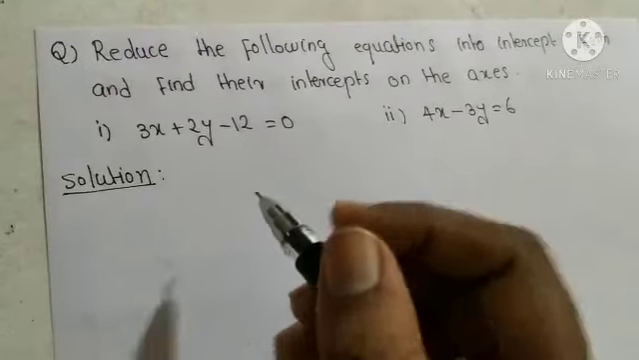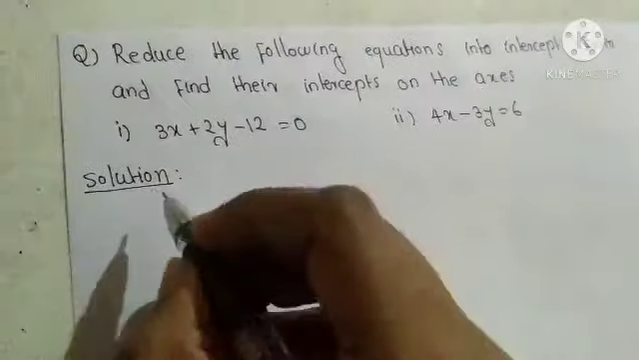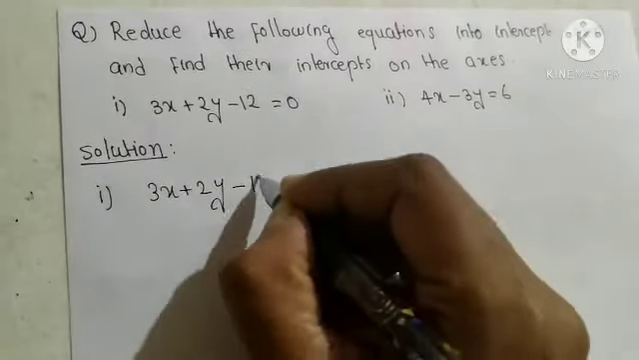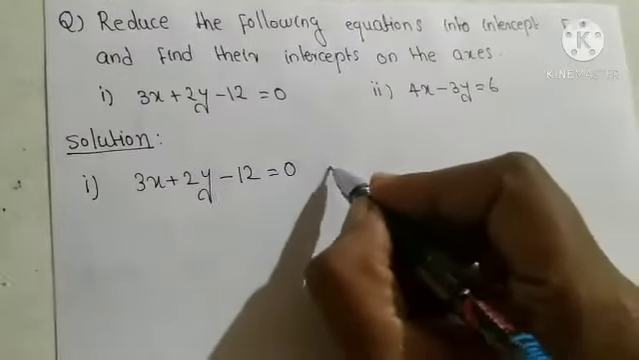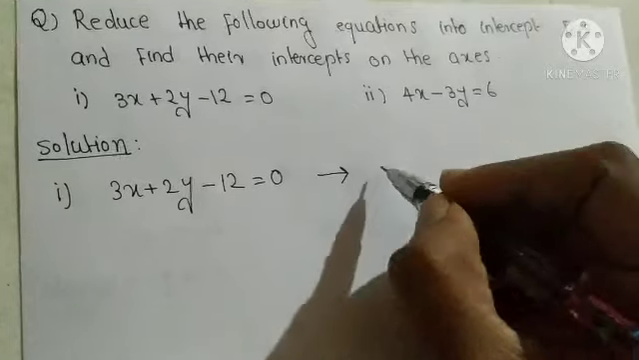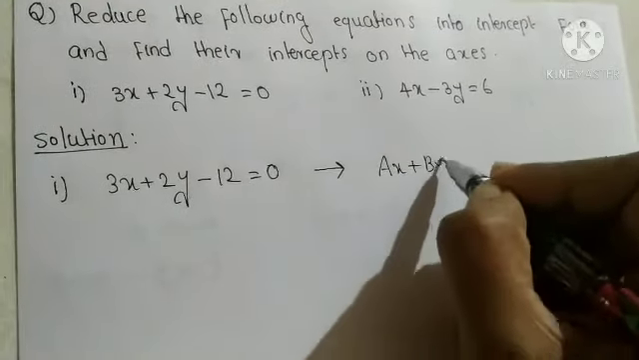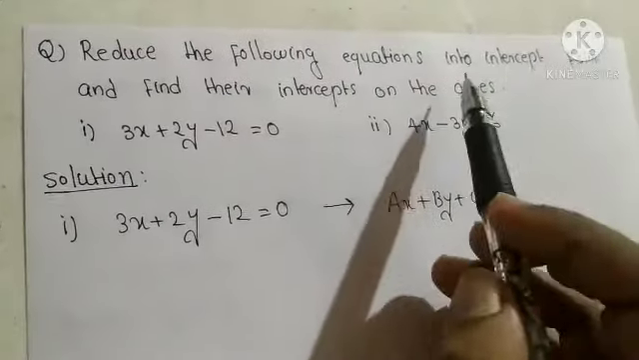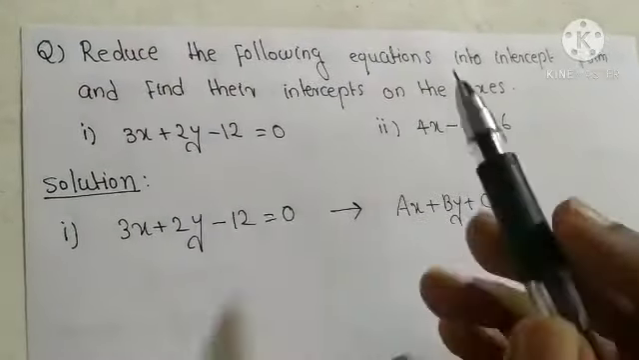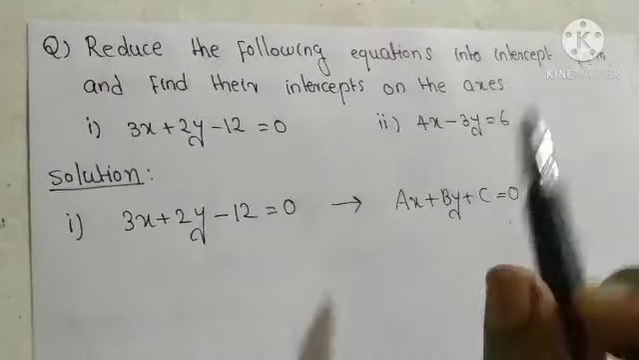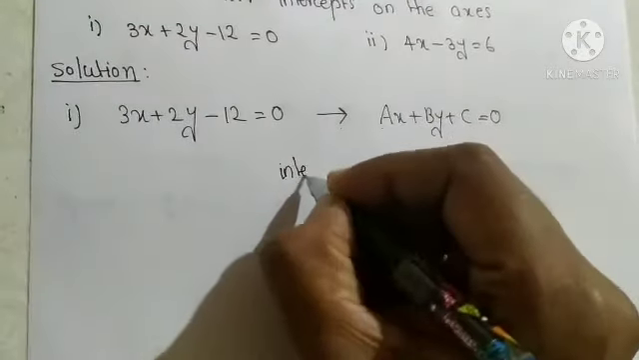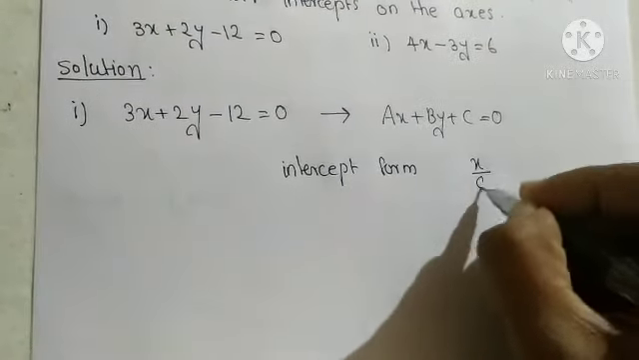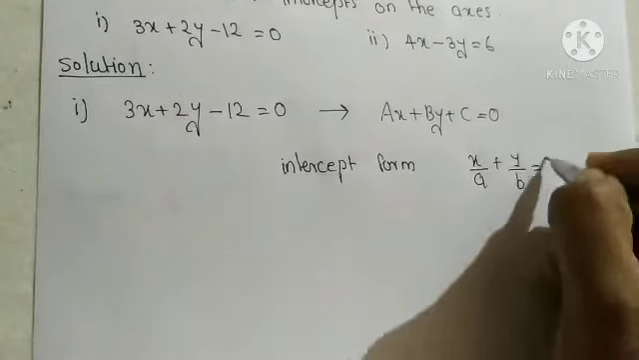Here the first question is 3x plus 2y minus 12 equal to 0, and this is in the form of general equation of a line, ax plus by plus c equal to 0. And in this question we need to convert this general equation of a line into intercept form. And what is intercept form? Intercept form is x by a plus y by b equal to 1.